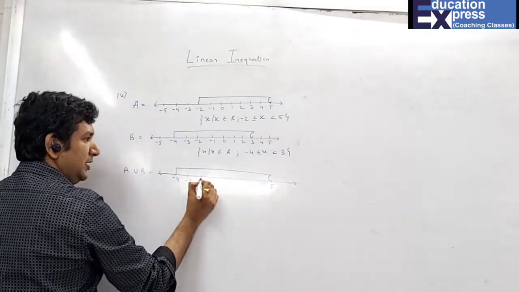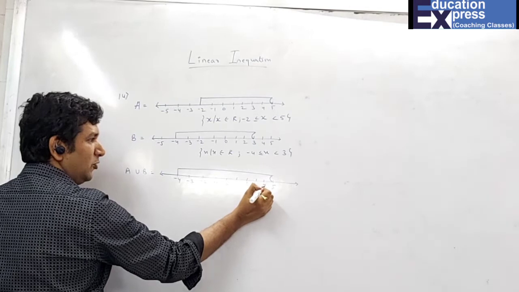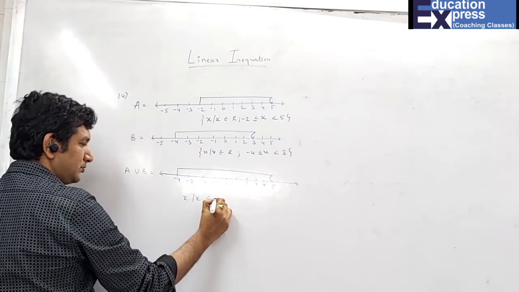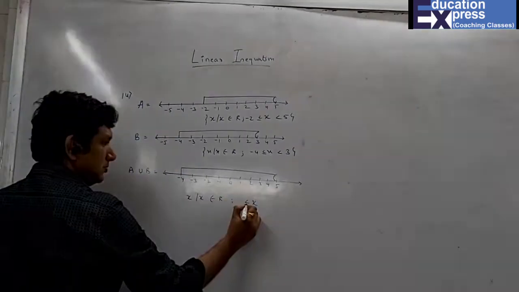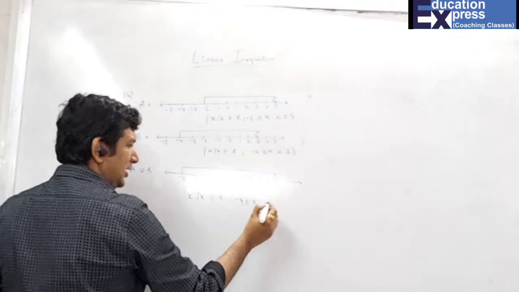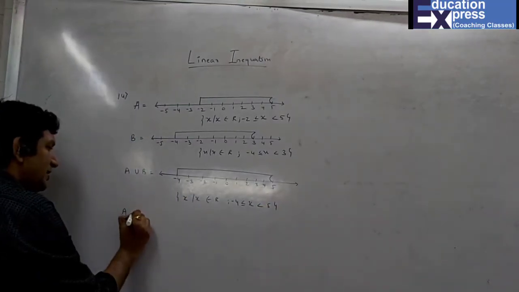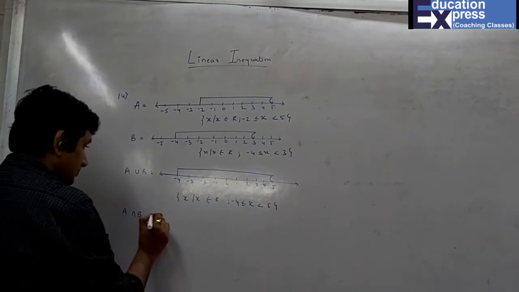So -3, -2, -1, 0, 1, 2, 3, 4 and 5. So the union's set builder form will be x such that -4 ≤ x < 5. Similarly, we have A intersection B also.